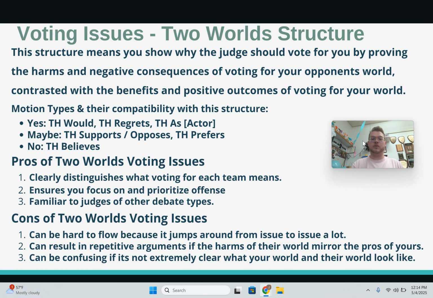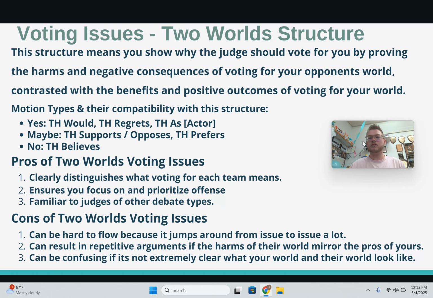The cons of doing a two-world structure is it can be hard to flow because it jumps around from issue to issue a lot, because sometimes your substantives were about why your world is good or why your world is bad, and same for your opponents. It can result in repetitive argumentation if the harms of their world are just the opposite of the benefits in your world, and it can be really confusing if it's not absolutely clear what the world looks like when they vote for you versus your opponent. So if you have an unclear model or counterfactual or countermodel or characterization, then the two-world structure might not work as well.